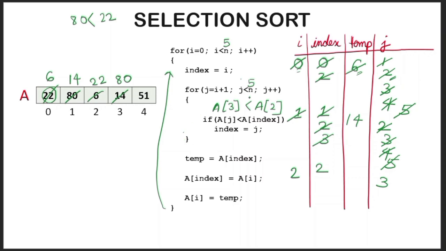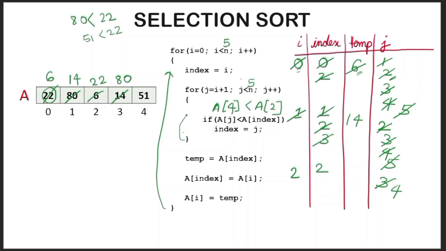So we will come and increment the value of j, 3 to 4. Is 4 less than 5? Yes, your condition is true. So now we will check the if condition. Is a[4] less than a[index]? Index is 2. So what is a[4]? 51. Is it less than 22? No. The condition is false.